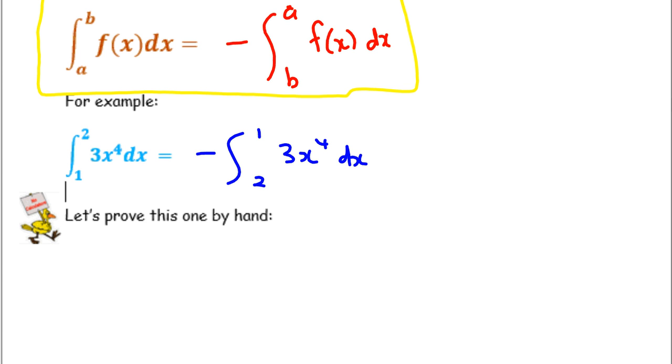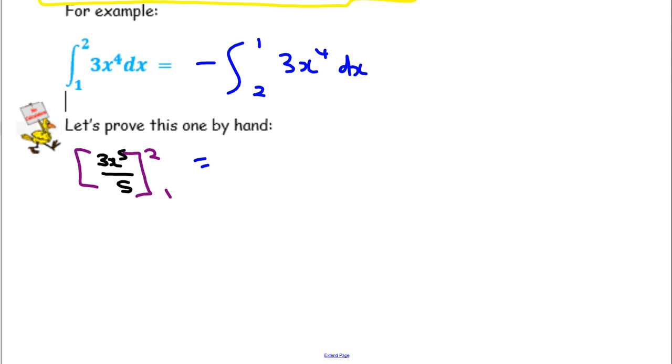So what we need to do is set up this integral with 2 and 1. What goes in the square brackets? 3x to the 5 over 5, the integral. In the brackets has to be the integral. And then we'll calculate that. So what do I sub in first, the 1 or the 2? The 2, yeah, good. So sub in the 2 first.